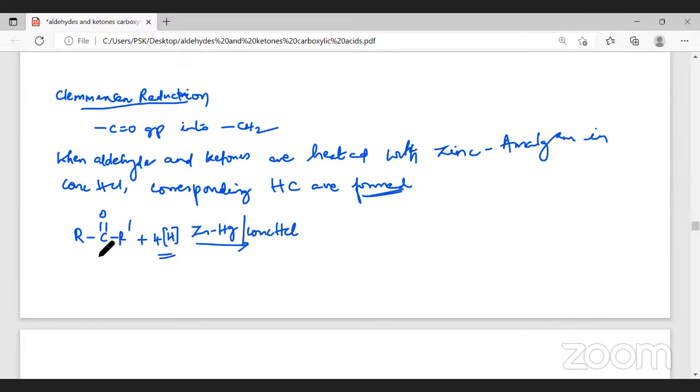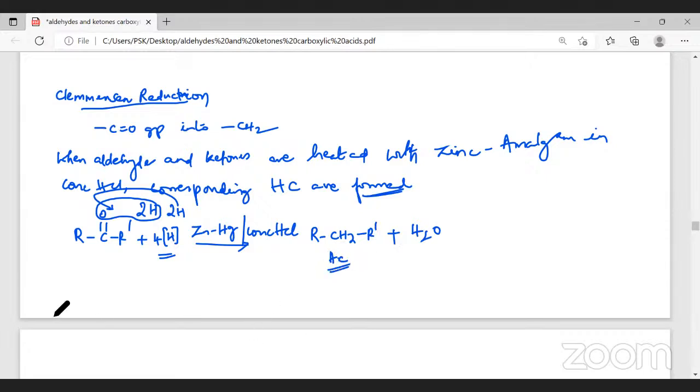So here, 1 mole of carbonyl compound requires 4 moles of nascent hydrogen. We can write this 4 nascent hydrogen as 2 and 2, like this. So what happens? These 2 hydrogen atoms and 1 oxygen get eliminated as water. In place of this oxygen, 2 more hydrogen go. So what do we get? RCH2. Therefore, we get CH2 single bond R dash. This is nothing but a hydrocarbon.